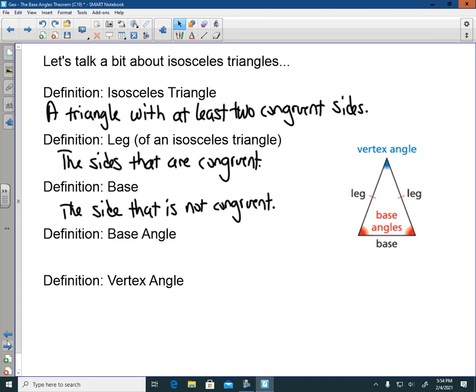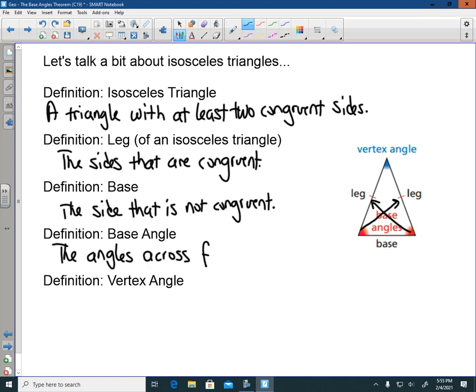So then that brings up the types of angles that we have. The base angles are the angles that open up onto the legs. In other words, they are across from the legs. The base angles are the angles across from the legs.